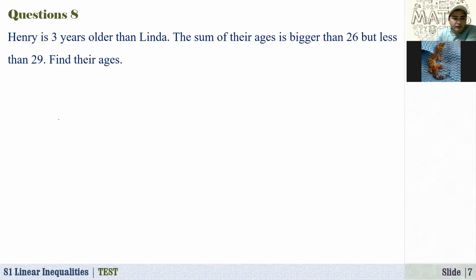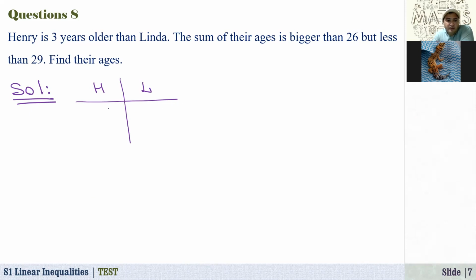Okay, another question. Henry is 3 years older than Linda. The sum of their ages is bigger than 26, but less than 29. Find their ages. So we are talking about two people, that is Henry and Linda. It says find their ages.